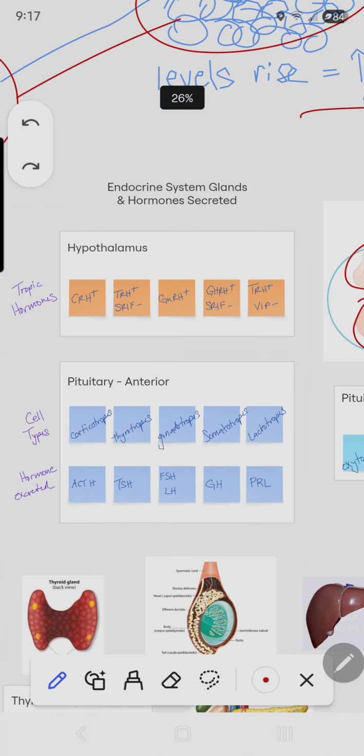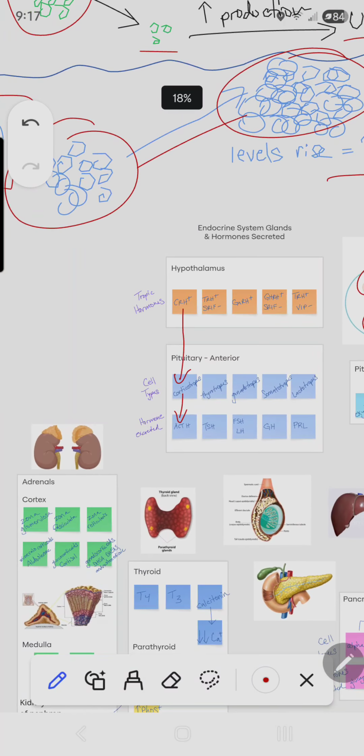So in the hypothalamus, we have our corticotropin releasing hormone. This is going to directly affect the corticotrope cells in the anterior pituitary, and that in turn is going to release the adrenocorticotropic hormone. And this adrenocorticotropic hormone targets, as you might have guessed, the adrenal glands of the kidneys.